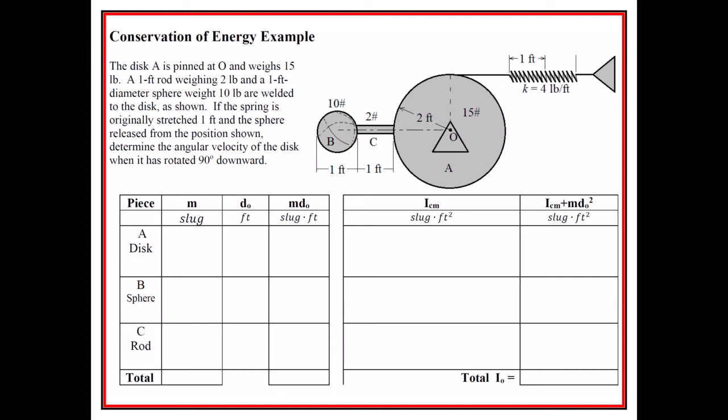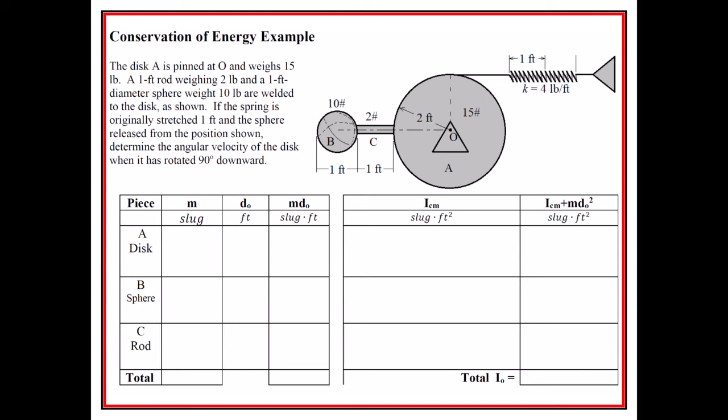If the spring is originally stretched to 1 foot and the sphere is released from the position shown, determine the angular velocity of the disc when it has rotated 90 degrees downwards. By the way, you have to be careful in this kind of setup. We don't actually know that it would make it all the way to 90 degrees downwards. The thing could balance out, right?